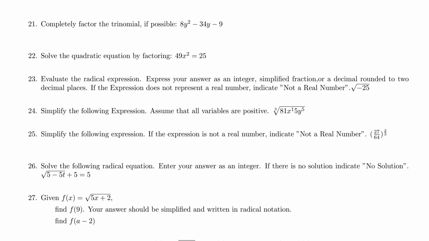All right, evaluate the radical expression. Express your answers as an integer, simplified fractions. And we know this is not a real number because we can't have, under the radical sign, a negative value for squares, or to the 4th, or to the 6th, even powers. If this were a 3, that would be okay, if the index number was a 3. Okay, number 24.